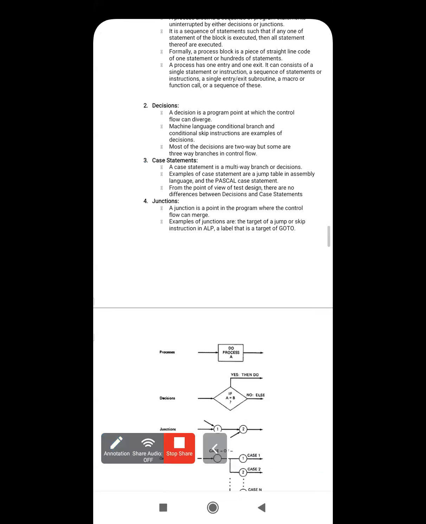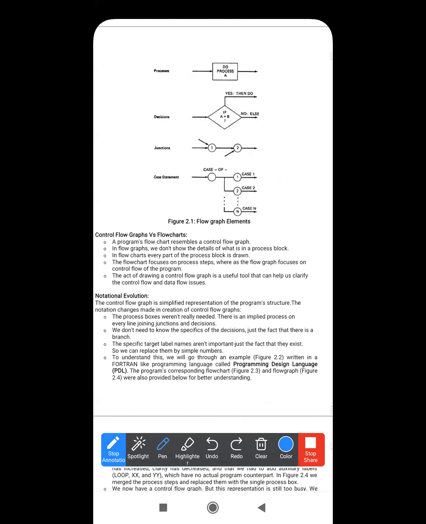These are the diagrams about that. We will see each and every element in the flow graphs, and what is the difference between flow graphs and flow charts. Now you know about flow charts, but the new term which comes here is flow graphs. What's the difference? We will see here. Next one, national evaluation.